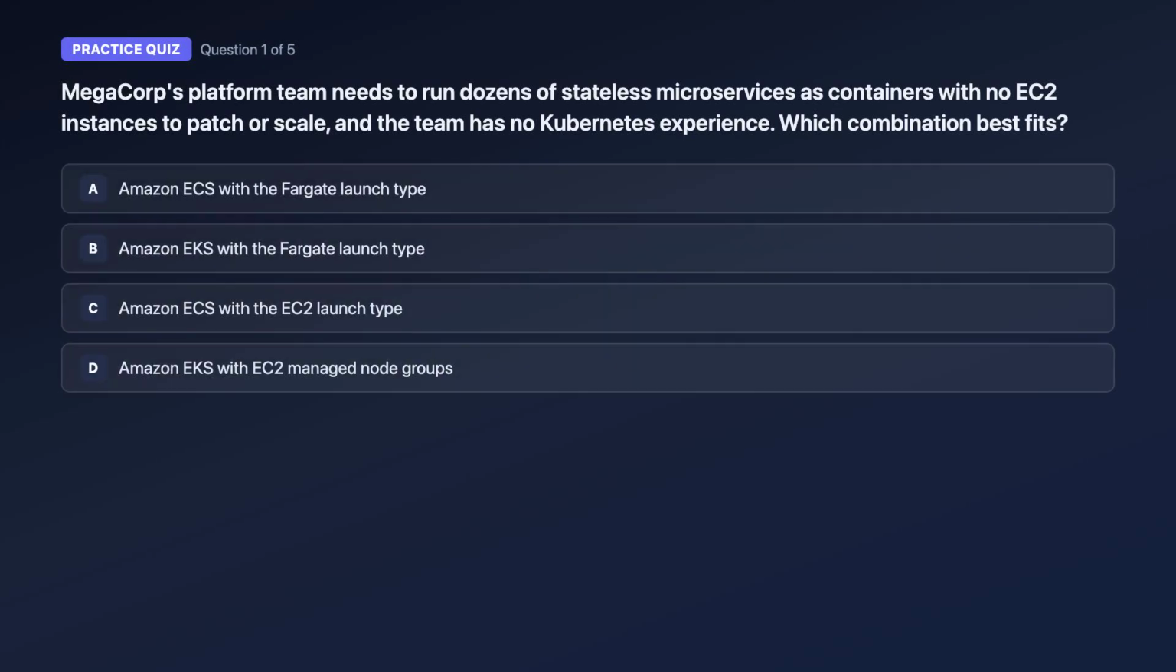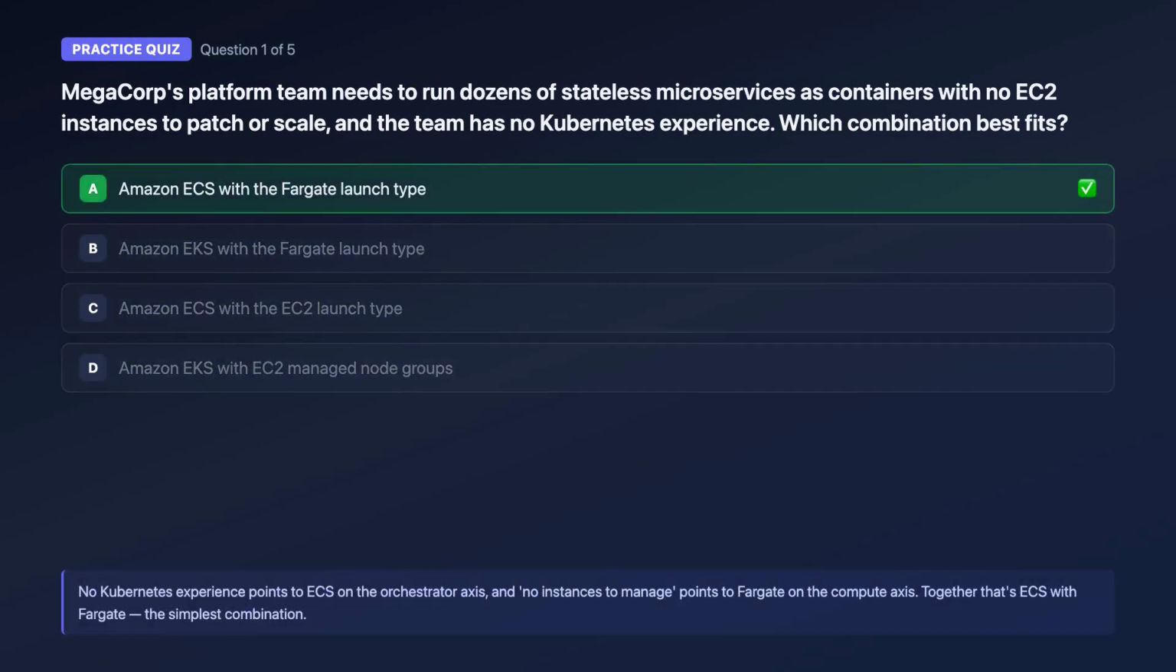Question 1. MegaCorp's platform team needs to run dozens of stateless microservices as containers, with no EC2 instances to patch or scale, and the team has no Kubernetes experience. Which combination best fits? Is it A, Amazon ECS with the Fargate launch type, B, Amazon EKS with the Fargate launch type, C, Amazon ECS with the EC2 launch type, or D, Amazon EKS with EC2 managed node groups? Run the two-axis rule before you answer.